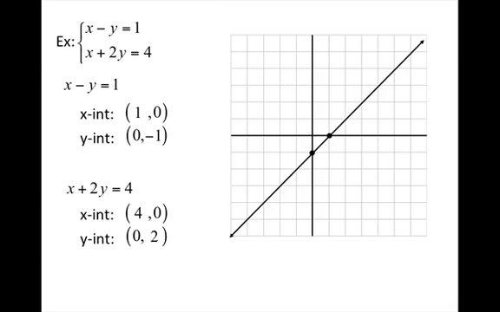Then I have the ordered pairs 4, 0, and 0, 2. So draw your second line through those intercepts. Now I'm looking for the point where they cross. By my graph, it looks like they're crossing at the point 2, 1. So my solution would be 2, 1.